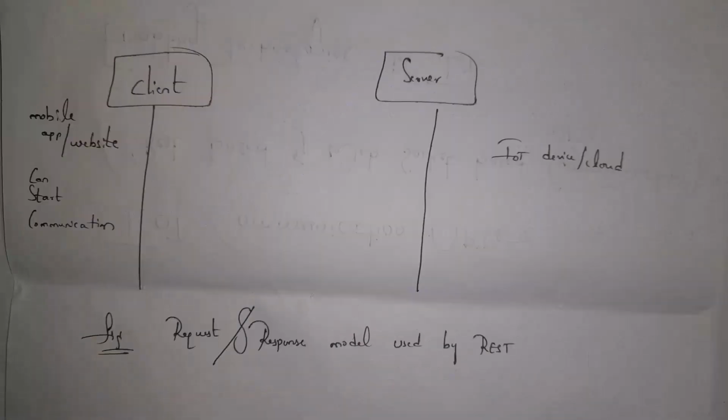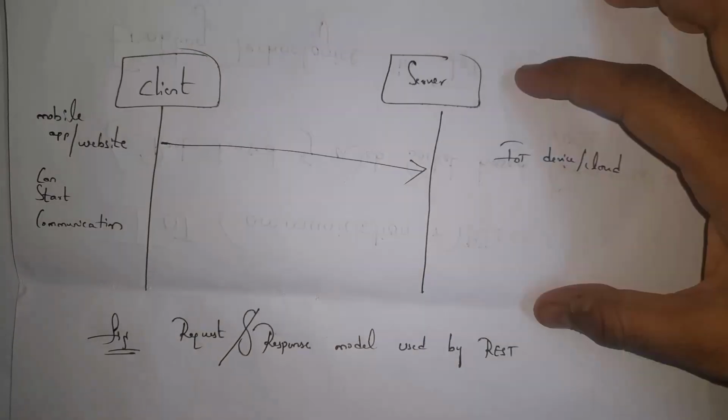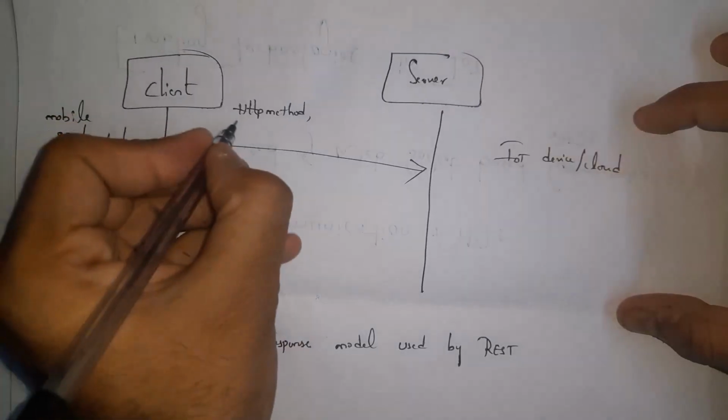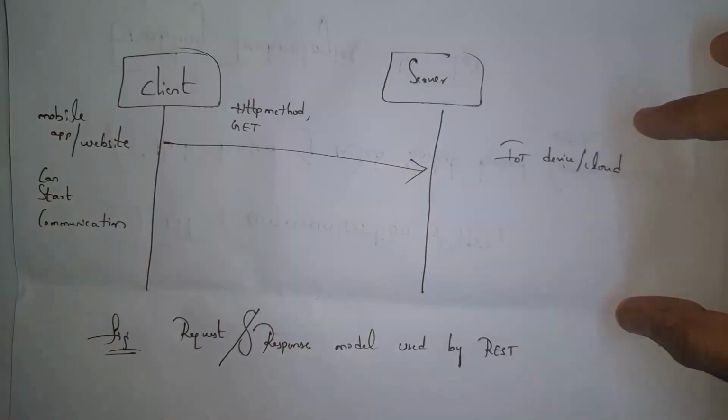Guys, this is the simple request-response model used by REST. There is a client and there is a server. Client is nothing but a mobile app or website. By using that mobile app or website, we can start communication. Server is nothing but an IoT device or cloud. For example, the client wants temperature data. So the client will send an HTTP request. For example, in HTTP, the client will use the get method. By using the get method, the client can ask for data.